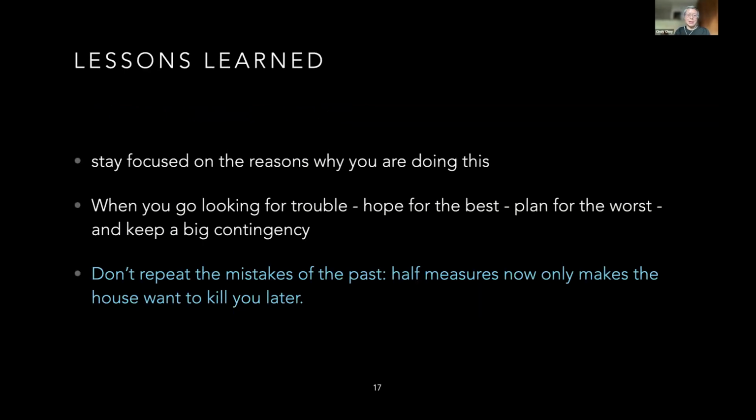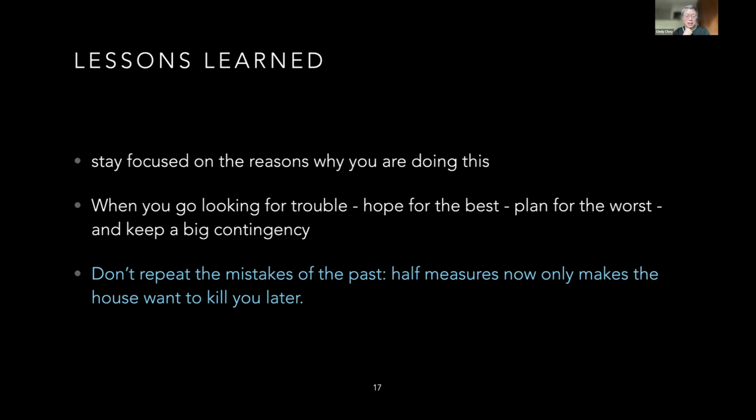So what lessons did we learn? This house is, and still is, throwing curveballs at us, but we stay focused on the reasons why we're doing this renovation. Because as Jim says, it's the total cost of ownership, and it's also the longevity of the home. And for us, it was also preservation of the site and its natural, mature forest. So we're staying focused on the reasons why we wanted to do this renovation.